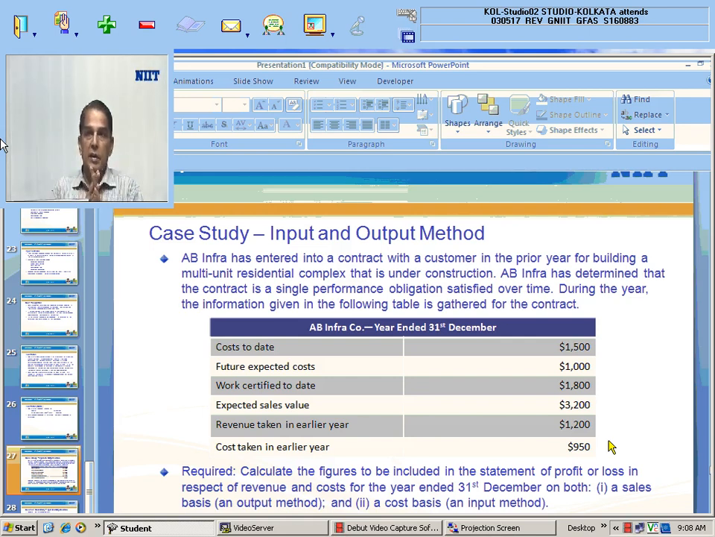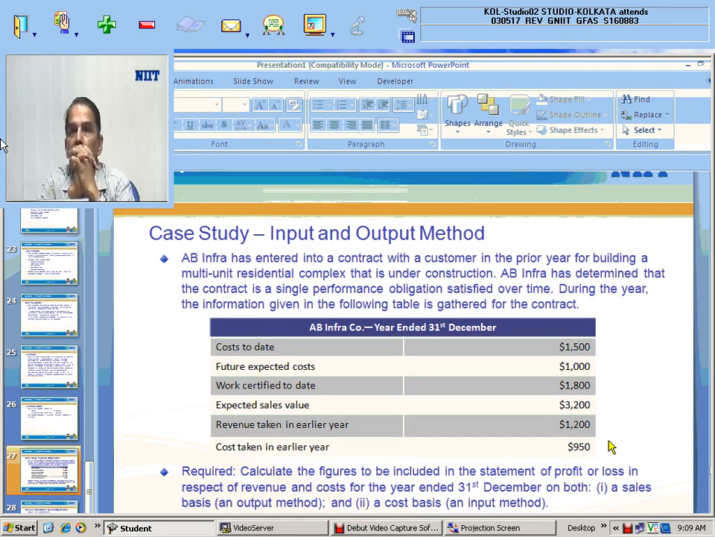During the year we are talking of, the information given in the following table is gathered for the contract. Cost to date, cost incurred till date, is 1,500. Future expected cost is another 1,000. Value of the work certified to date is 1,800 and expected sales value is 3,200. Revenue recognized in the earlier years is 1,200 and cost recognized in the earlier years is 950. So these are the 6 pieces of information available under the contract.